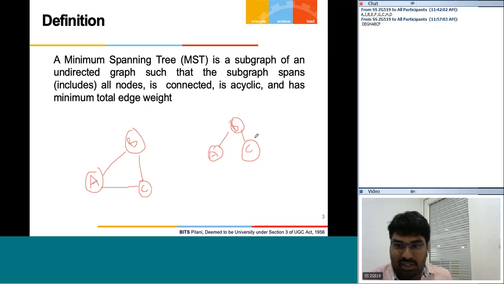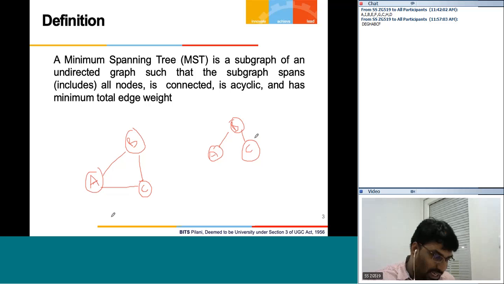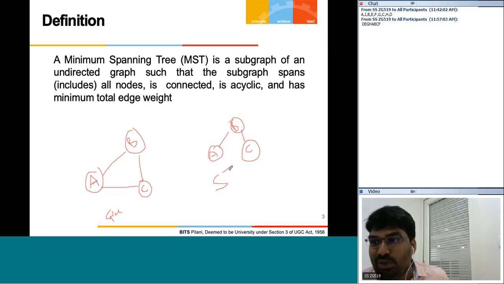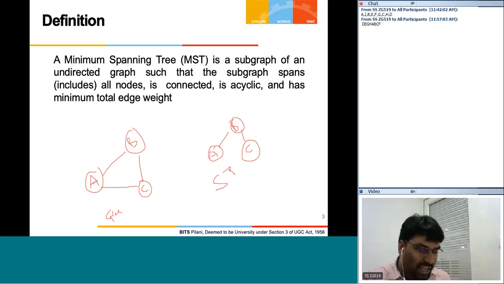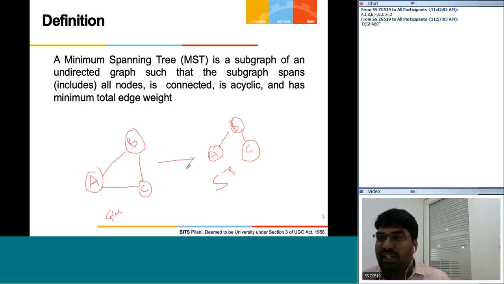First, this is a graph. This G is the graph, and this is a spanning tree. Can I use this word? This is the graph, and from this graph I'm generating this spanning tree. Is it a spanning tree? Okay. One more example.